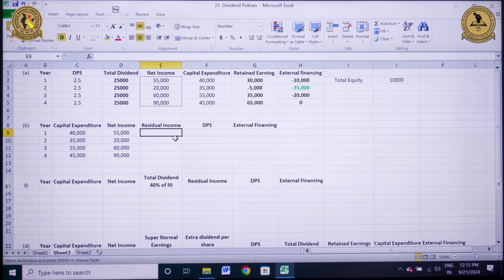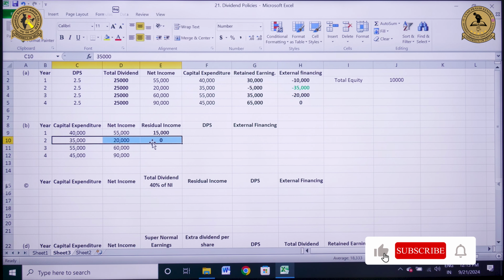Now the next part is the calculation of residual income, which is equal to net income minus capex. So in the first case, the net income is 55,000, but the capex is 40,000. So the residual income will be 15,000 in this case. In the second, it will be 0. In year 2, the net income is 20,000, but the capex requirement is 35,000. So the residual income will be 0 in this case.